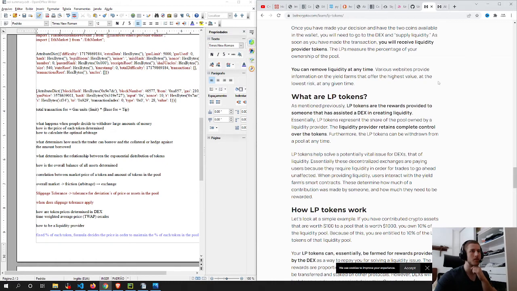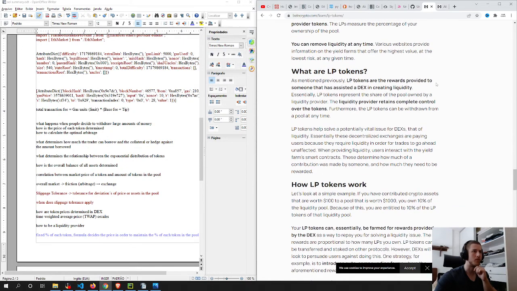Once you have made your decision and have the 2 coins available in the wallet, you will need to go to the DEX and supply liquidity. As soon as you have made the transactions, you will receive liquidity provider tokens. The LPs measure the percentage of your ownership of the pool. You can move liquidity at any time. Various websites provide information on the yield farms that offer the highest value at the lowest risk at any given time.